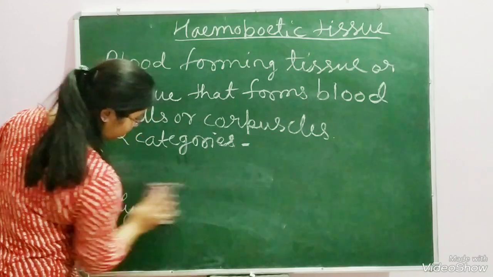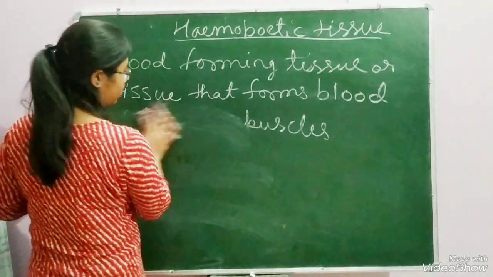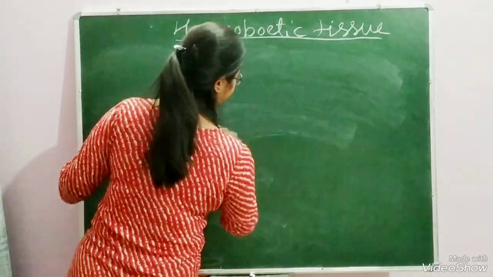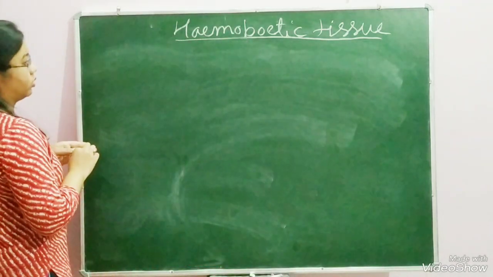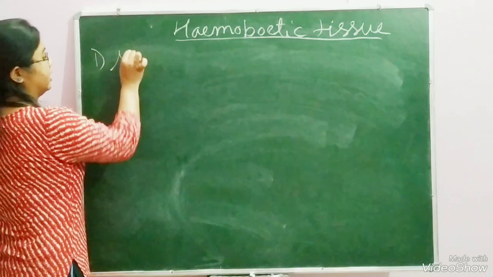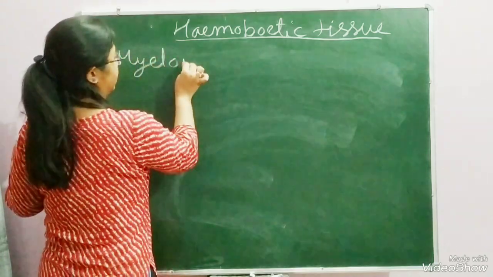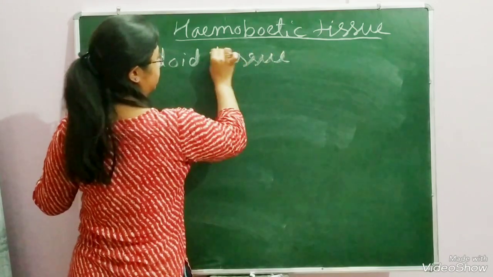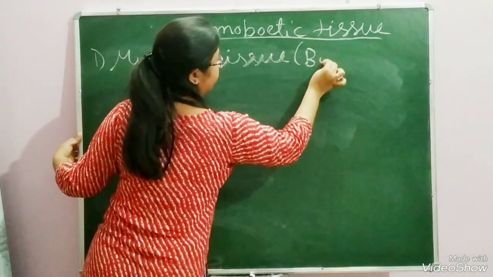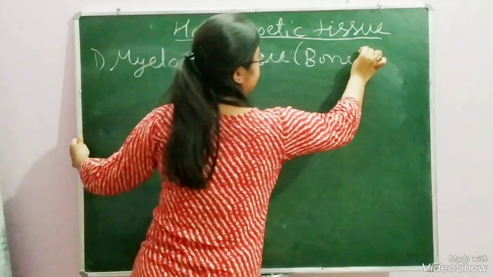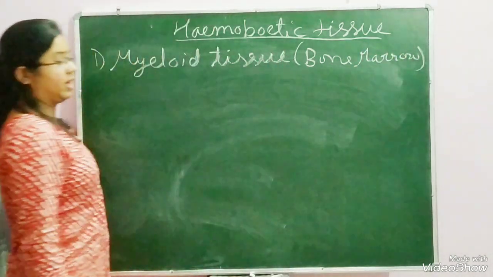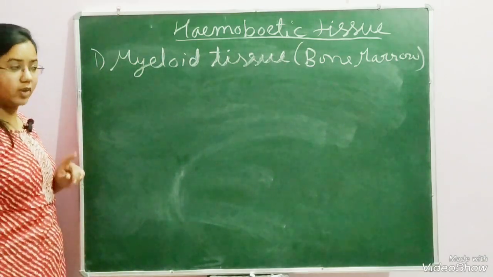First is myeloid tissue, also known as the bone marrow. Since this tissue is found in the marrow cavity and cancellous spaces of the bones.